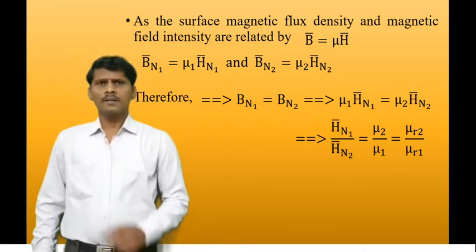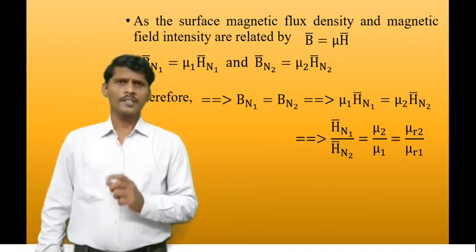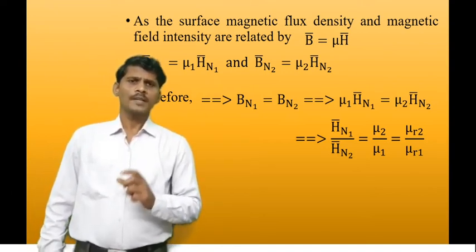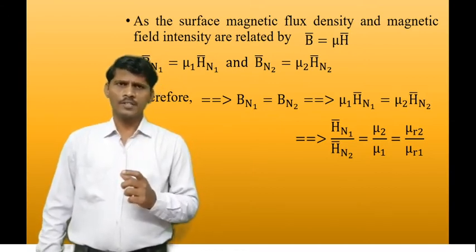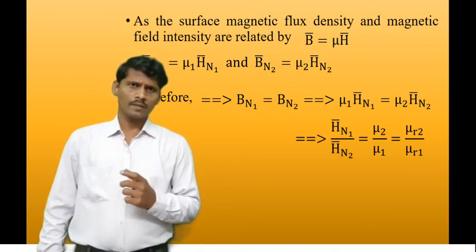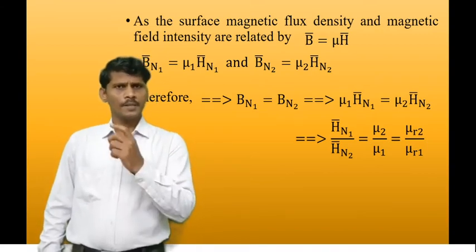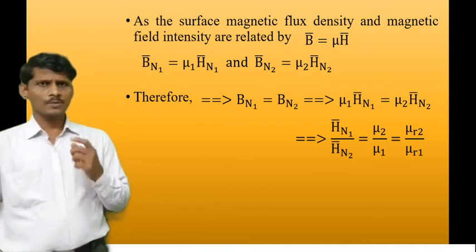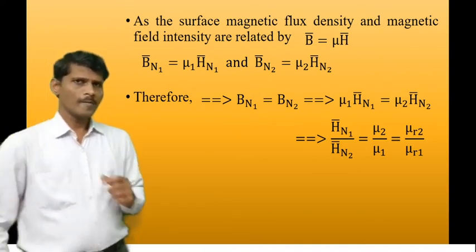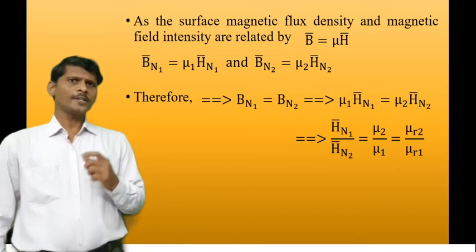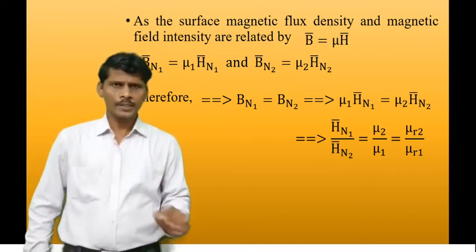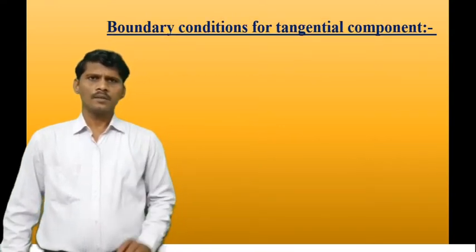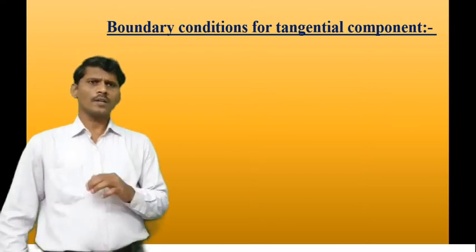Hn1 is the normal component of the magnetic field intensity in medium 1. Hn2 is the normal component of the magnetic field intensity in medium 2. Mu1 is the permeability in medium 1 and mu2 is the absolute permeability in medium 2. Mu r1 is the relative permeability in medium 1. Mu r2 is the relative permeability in medium 2. So those are the boundary conditions for normal components.